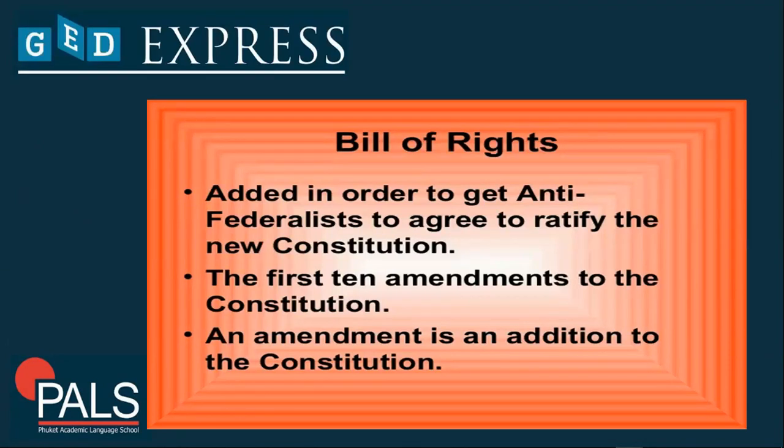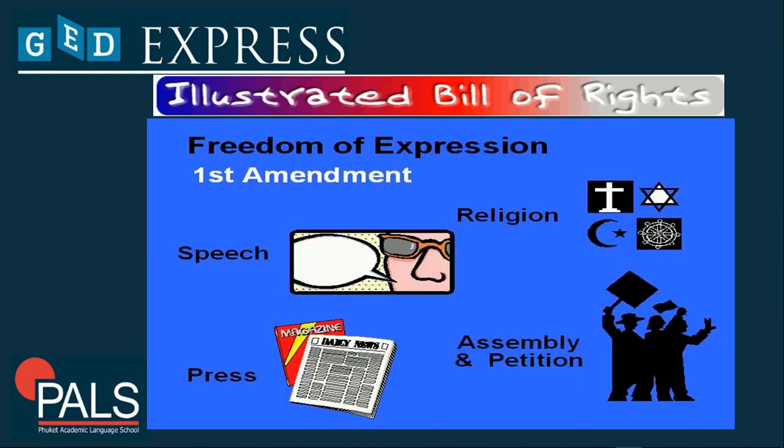The Bill of Rights was added in order to get anti-federalists to agree to ratify the new Constitution. They are the first 10 amendments to the Constitution, and an amendment is an addition to the Constitution. You can see here in the illustration the Bill of Rights. Many people in the United States of America are using these even nowadays. But actually, I'll explain to you, there are 27 amendments in the Constitution which American people are using.